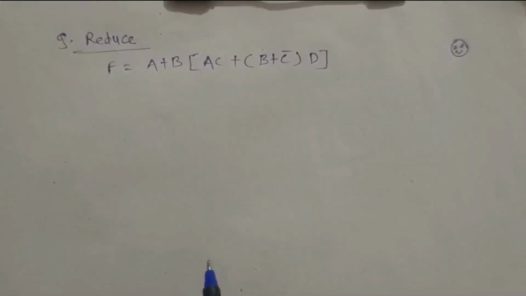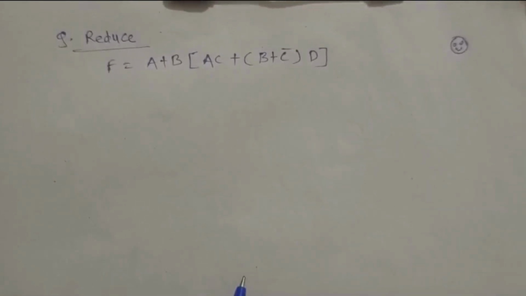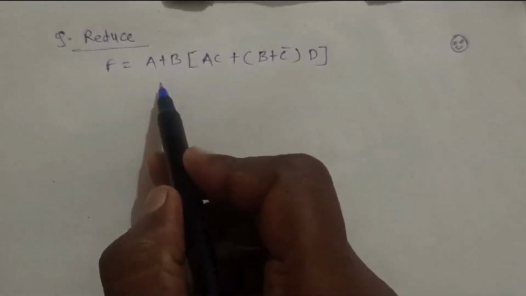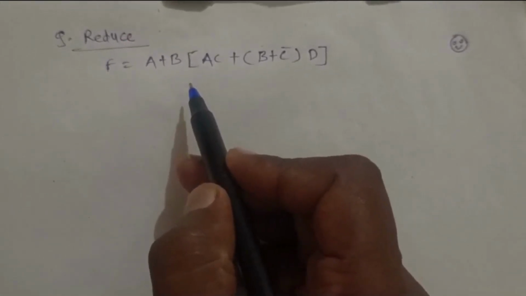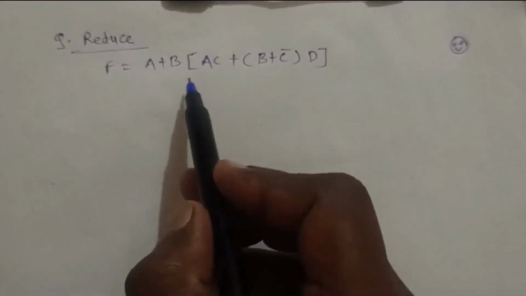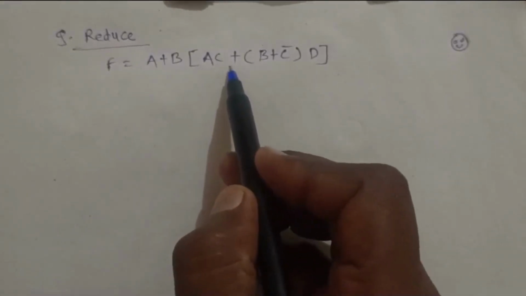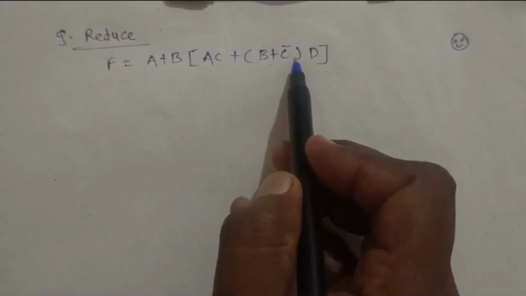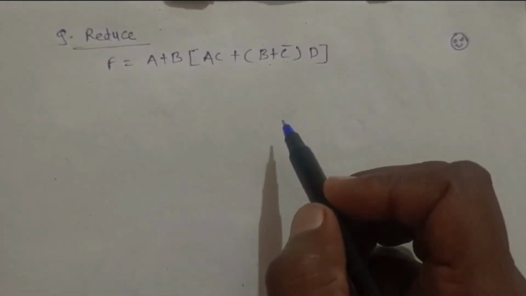Hello dear students, here is another problem on Boolean expression where we have to reduce the given Boolean expression. I have taken another expression so that we can reduce it. See here: A plus B in bracket (AC plus in bracket (B plus C bar) into D) bracket close.